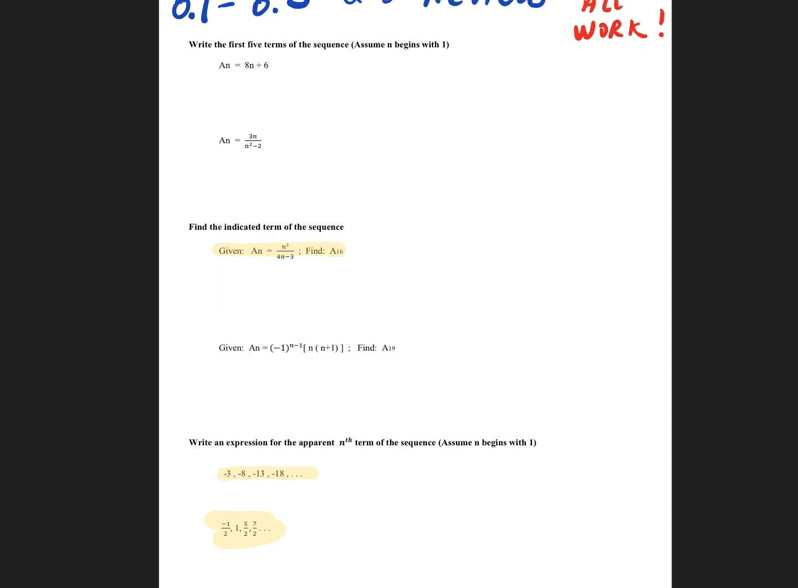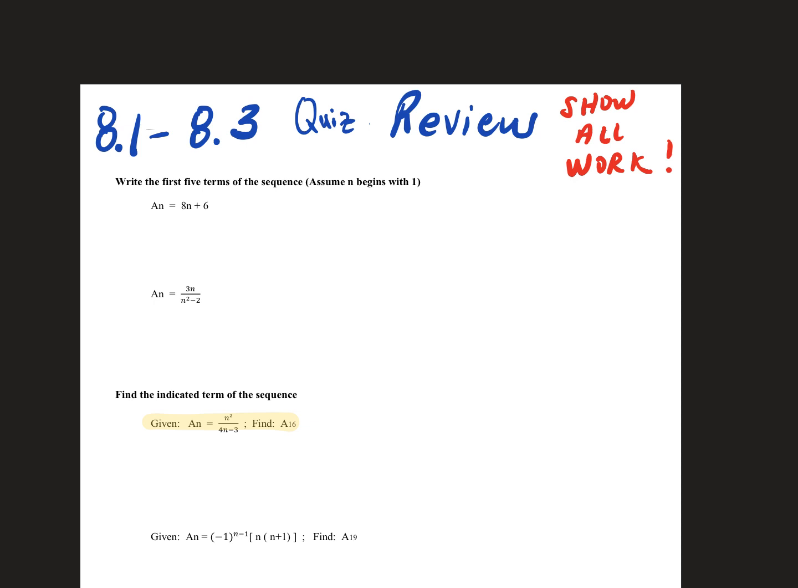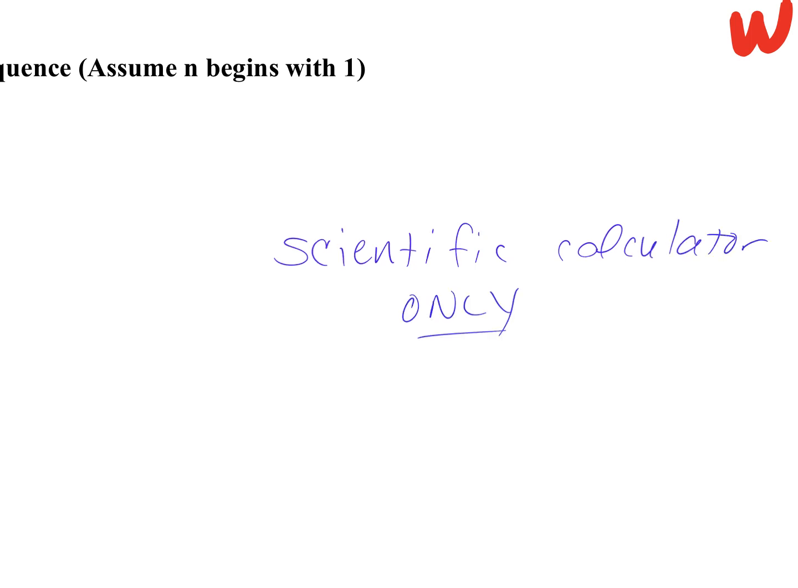On your quiz tomorrow, I'm going to repeat this probably 100 times, and somebody's going to come in here tomorrow and say, oh, I didn't know. Scientific calculator only. Scientific calculator only. Everybody with me? And understand, if you don't have one, borrow from somebody.